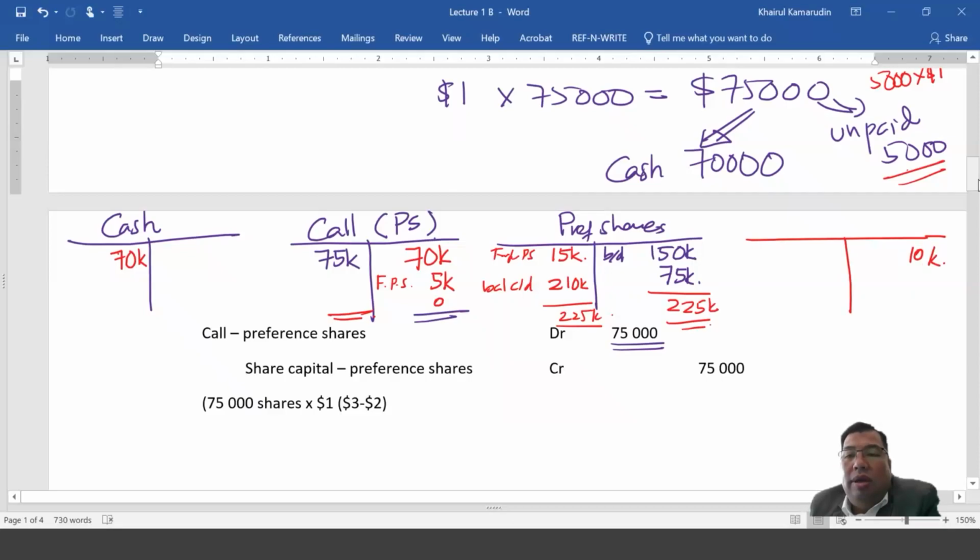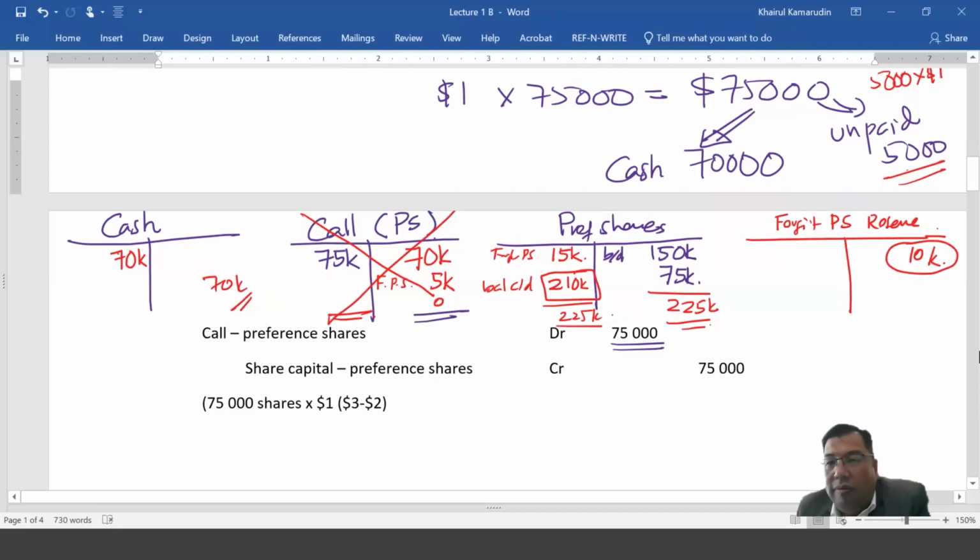So this is forfeited preference share reserve. Are you okay with this? So what will be my cash balance? My cash balance will be 70,000. Call will be zero. This will be closed. My preference share is not 225, it's only 210. And I have this reserve 10,000 from the forfeited account.